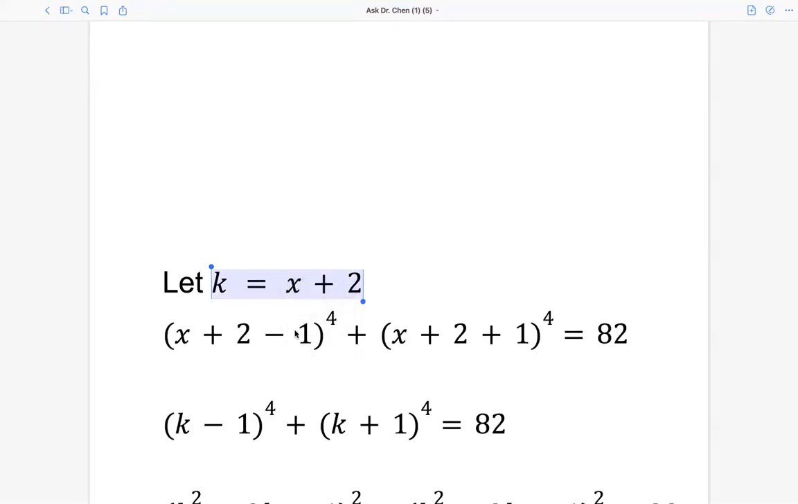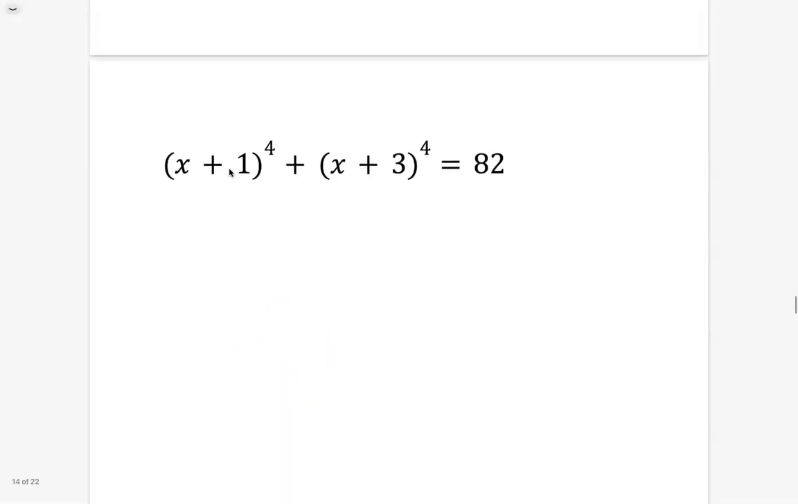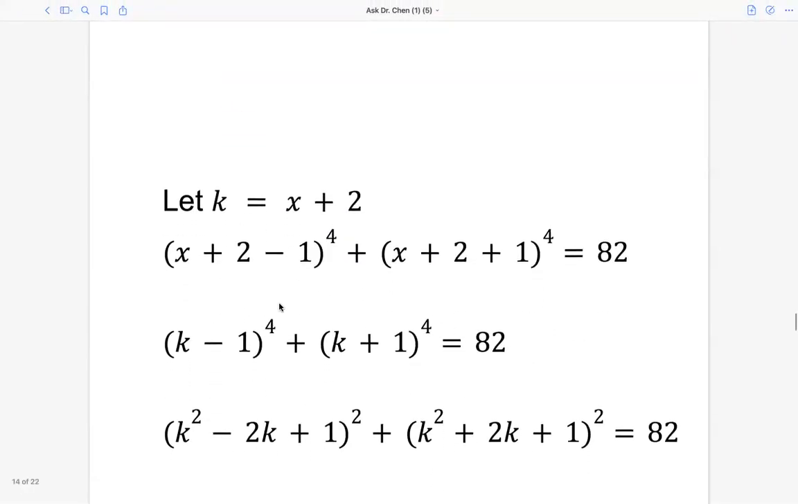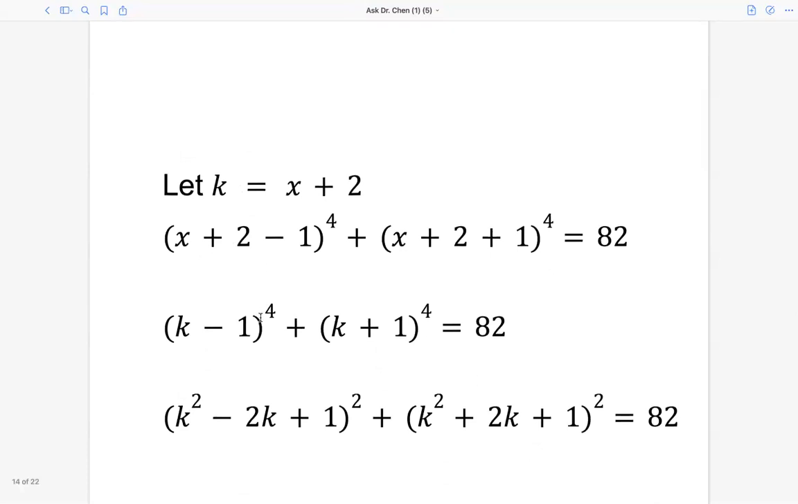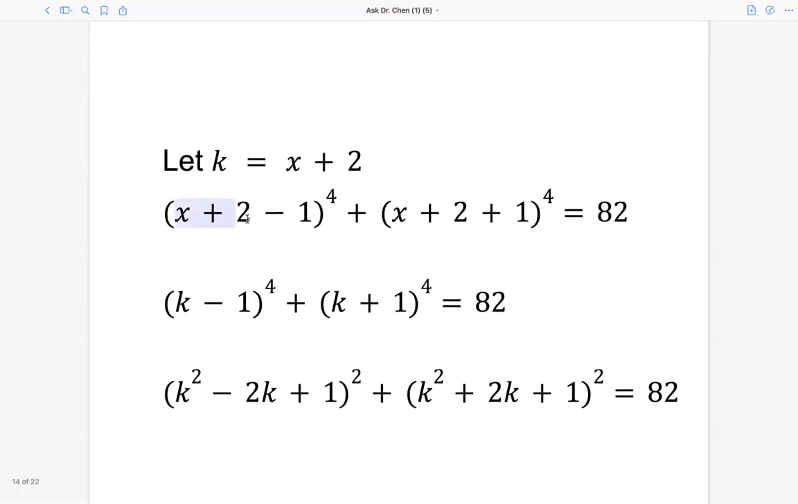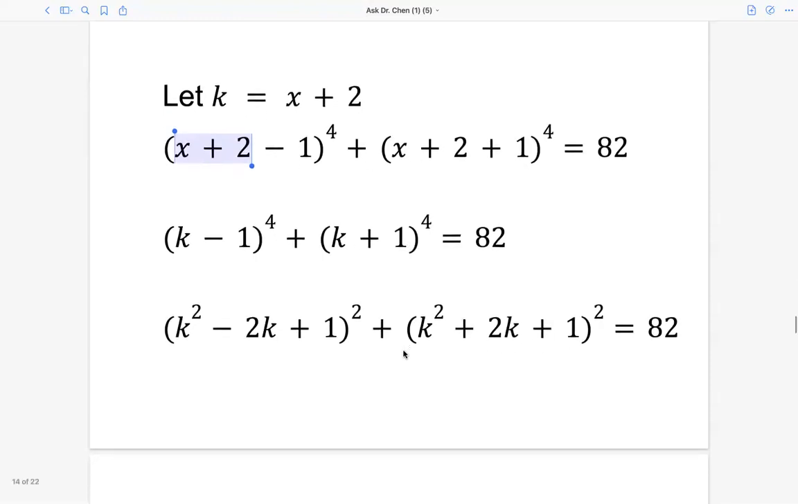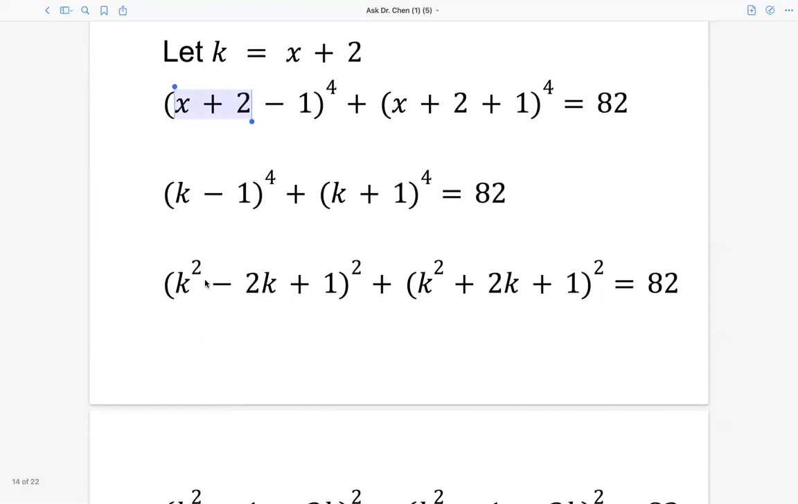So in this case, we can rewrite these two expressions. Right? We see 3 minus 1 is 2. So we want to write x plus 1 as x plus 2 minus 1, and then x plus 3 will be x plus 2 plus 1. So yes, we're rewriting this. Then we look at x plus 2 as one thing, because we just name it k. So that becomes k minus 1 to the first power and k plus 1 to the first power. So it's easier, right?